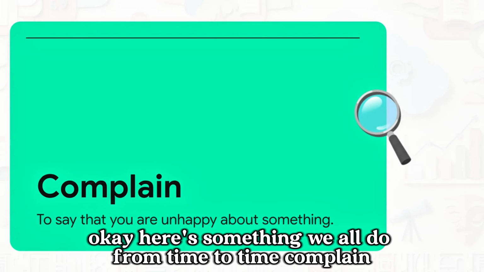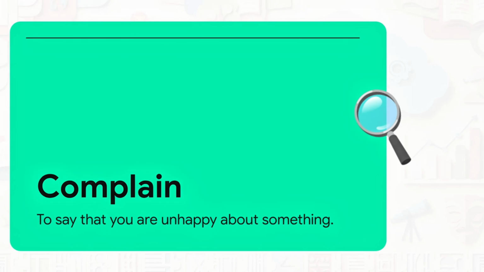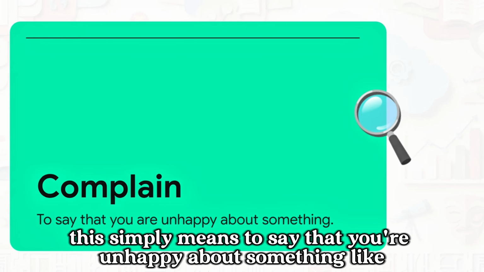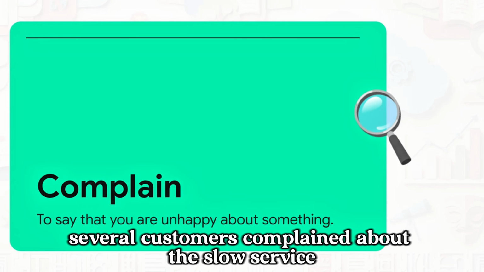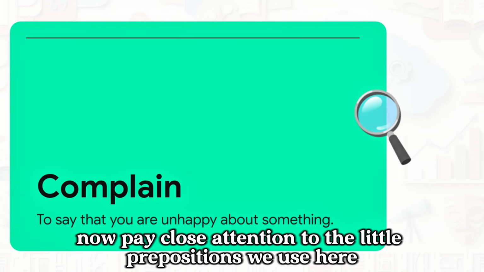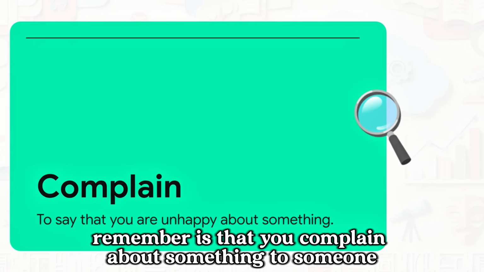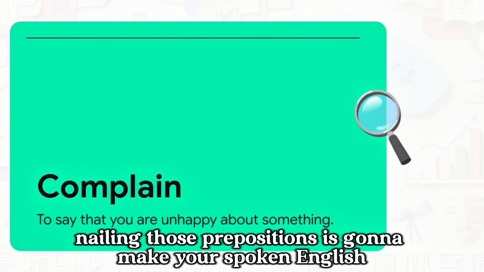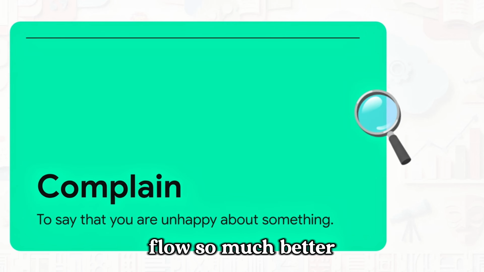Okay, here's something we all do from time to time. Complain. This simply means to say that you're unhappy about something. Like, several customers complained about the slow service. Now pay close attention to the little prepositions we use here. The key structure you got to remember is that you complain about something to someone. Nailing those prepositions is going to make your spoken English flow so much better.